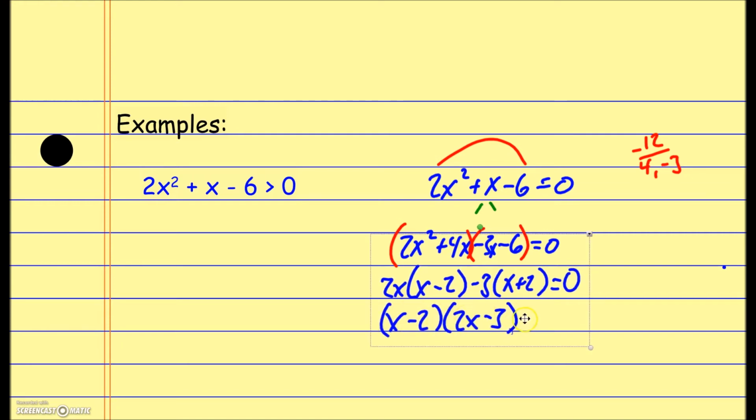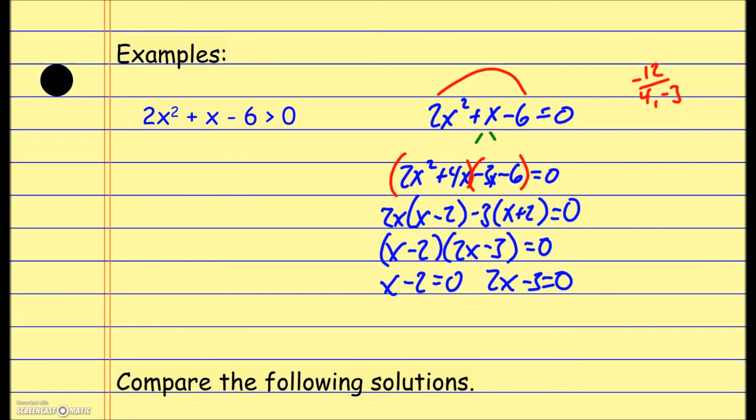And of course, I set each factor equal to 0, so I say that x minus 2 equals 0 and 2x minus 3 equals 0. And now I just solve each of these. I'm sure most of us can handle solving this at this point, so I'm just going to go ahead and write down the answers: x equals 2 and x equals a positive 3/2.